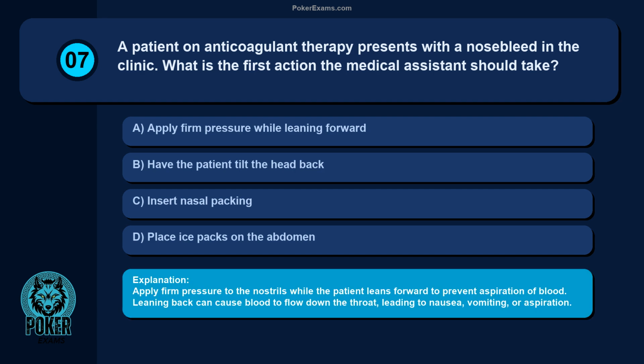Apply firm pressure to the nostrils while the patient leans forward to prevent aspiration of blood. Leaning back can cause blood to flow down the throat, leading to nausea, vomiting, or aspiration.